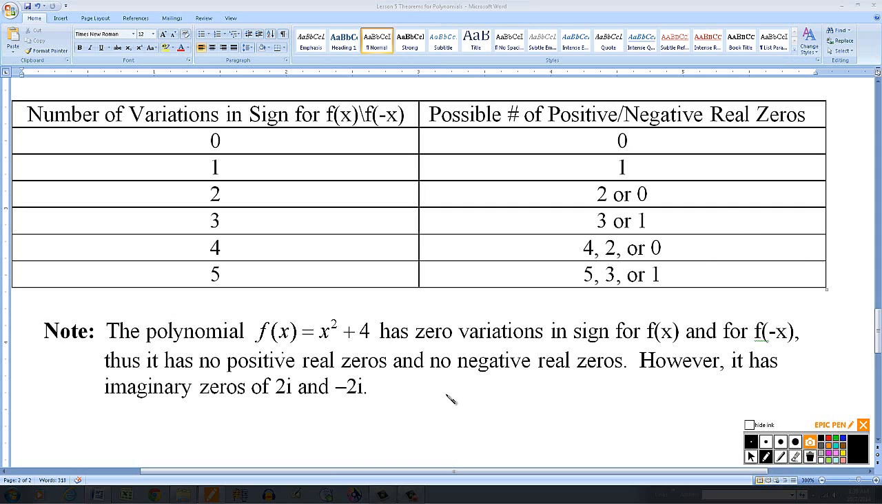Let's do this. When is x squared plus 4 equal to 0? Put the 4 on the other side, making it negative 4, and then take the square root, plus or minus the square root of negative 4. That would be plus or minus 2i, because it's negative 4. So x is equal to plus or minus 2i. So it has imaginary zeros of 2i and minus 2i.